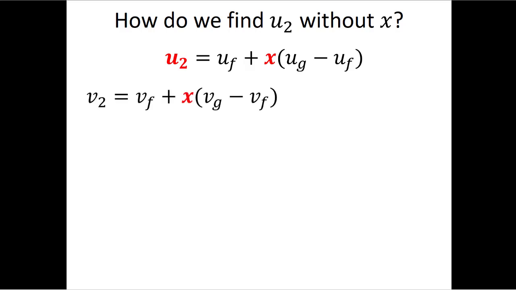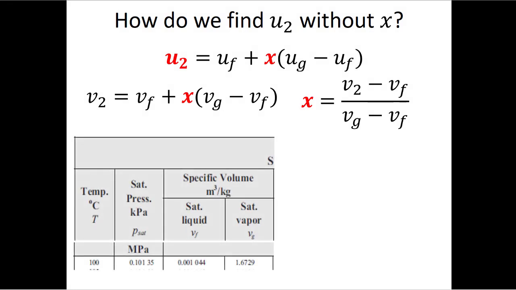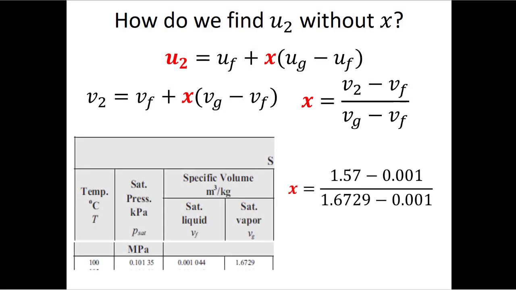So instead, I have to use the information that I know. Remember, I know two independent intensive properties here, and one of those properties is specific volume. Now, specific volume follows the same equation with respect to quality, but now I know V2, I know Vf, and I know Vg. So I can get an equation for x2 using my specific volume. I look this up on my table, and I find that x is equal to 0.94.